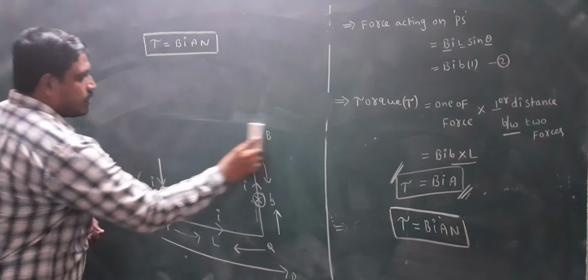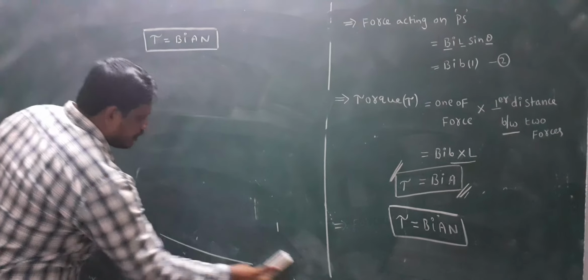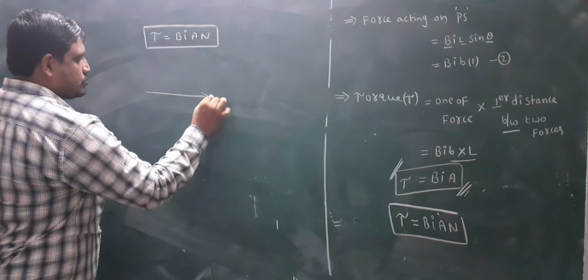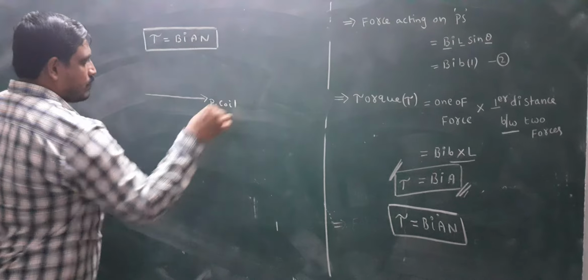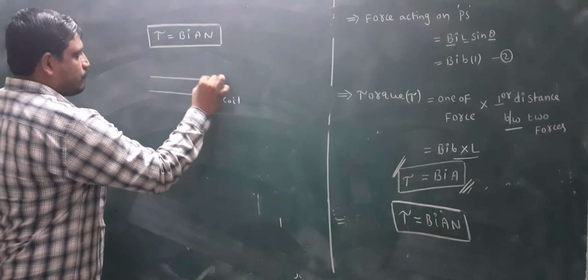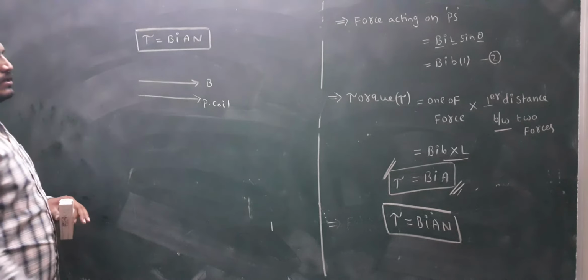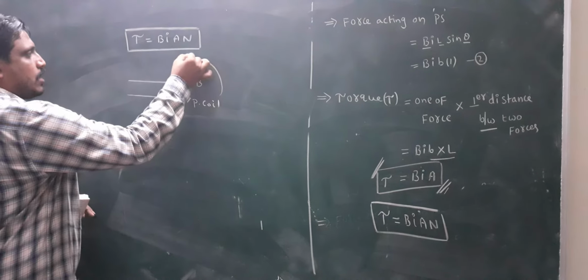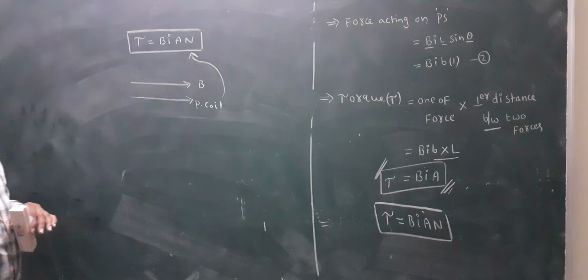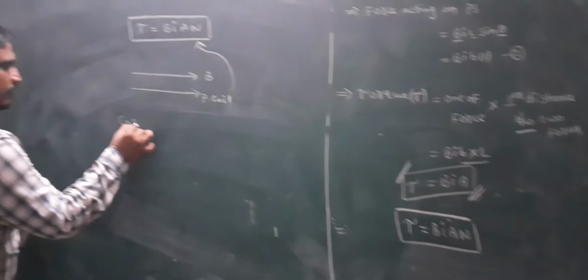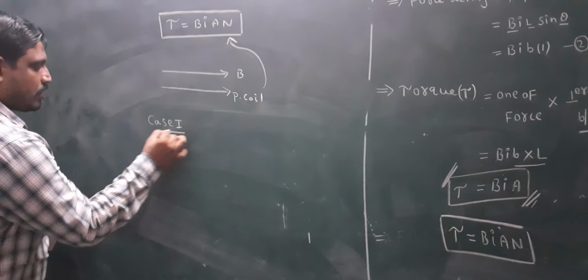When is this formula applicable? Look here. When the plane of the coil and the magnetic field are both parallel, in this situation the torque formula is B I A N. A very important topic, case 1.